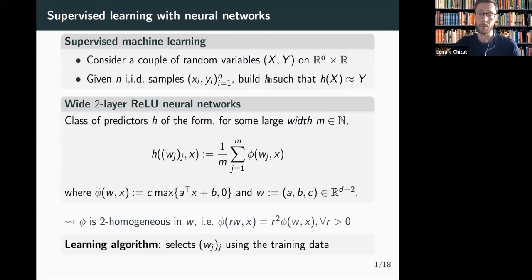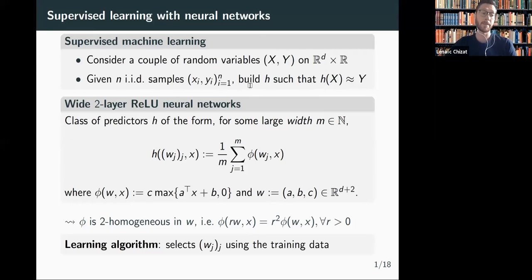So our goal will be to build the function h, a predictor function, such that it predicts the correct label or output given an input. And we have to do that given only n IID samples from our random variables. And this set of samples will be called the training set. And we have n samples.